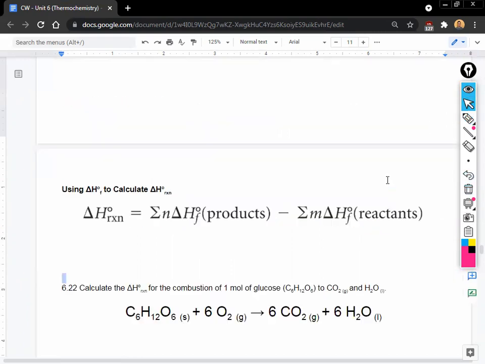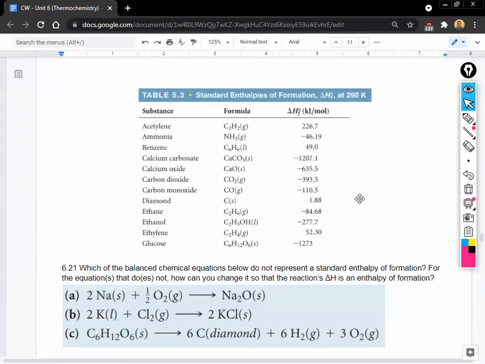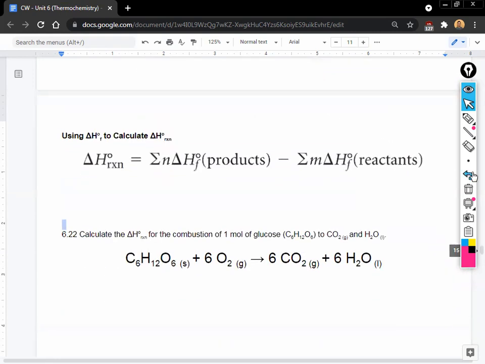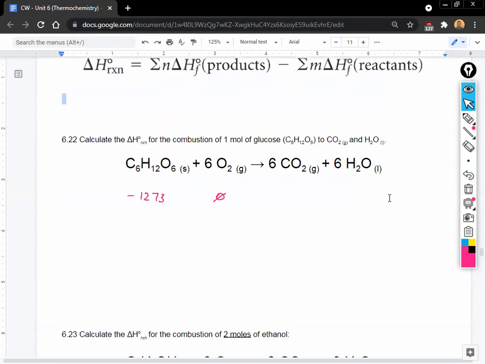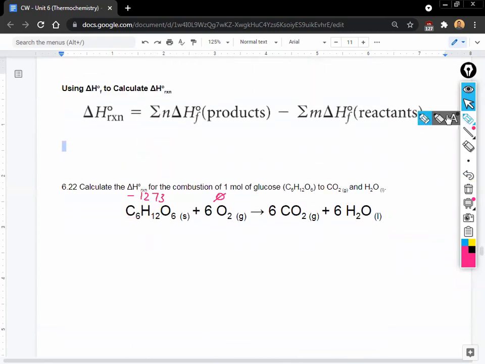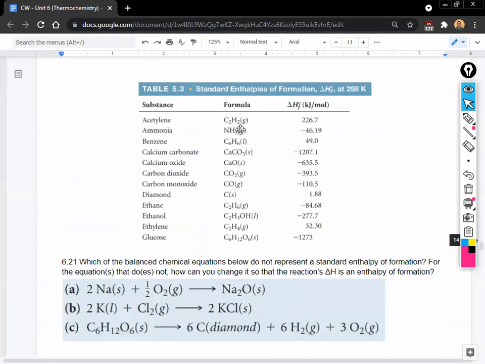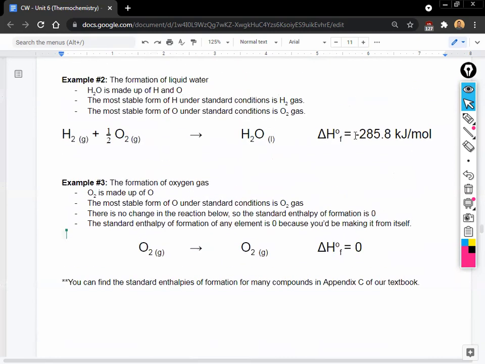Now let's go to CO2. If we look at CO2, what's the enthalpy of formation for carbon dioxide? Yeah, negative 393.5. So we're going to write negative 393.5. And then lastly, we have water. Now, if you look on your chart, we don't have one for water, right? But if we go up a little bit more, we do have one for water. What's the enthalpy of formation? Yeah, negative 285.8.